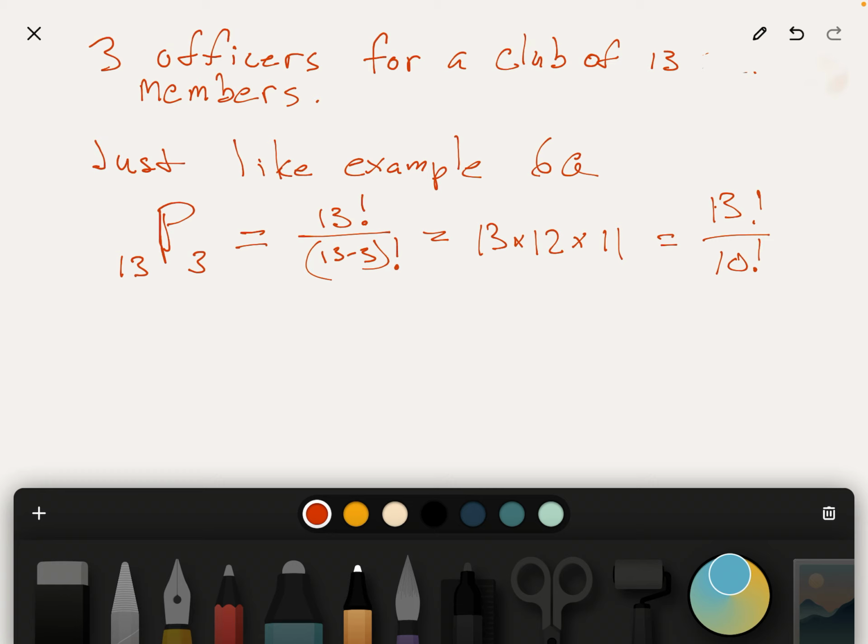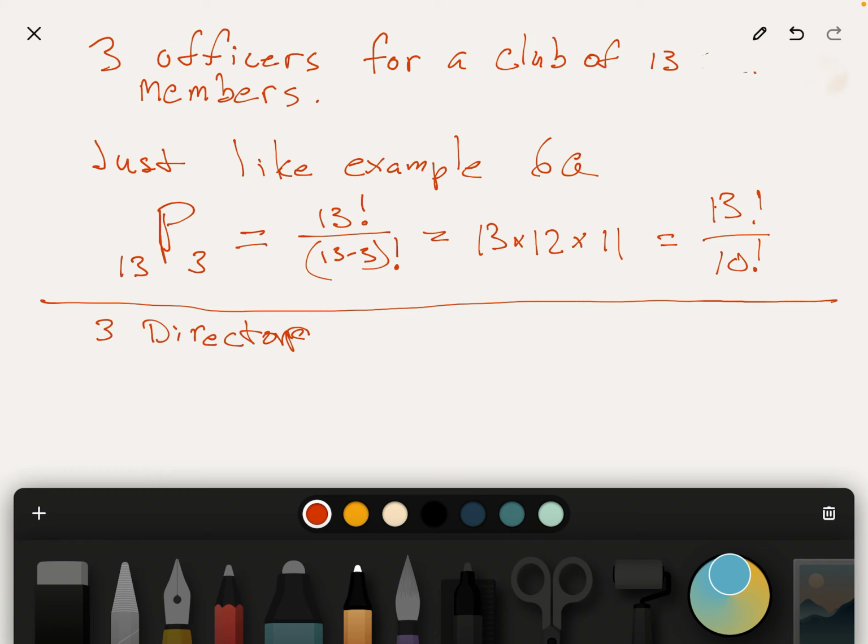Now, let's say that instead of electing a president, a vice president, and a secretary, the group's electing 3 directors. So they're each going to hold the same title. You're going to have a director, and another director. So in that case, it's not a permutation problem because, as the textbook would put it, order doesn't matter. Or to put it another way, the offices are indistinguishable from each other.